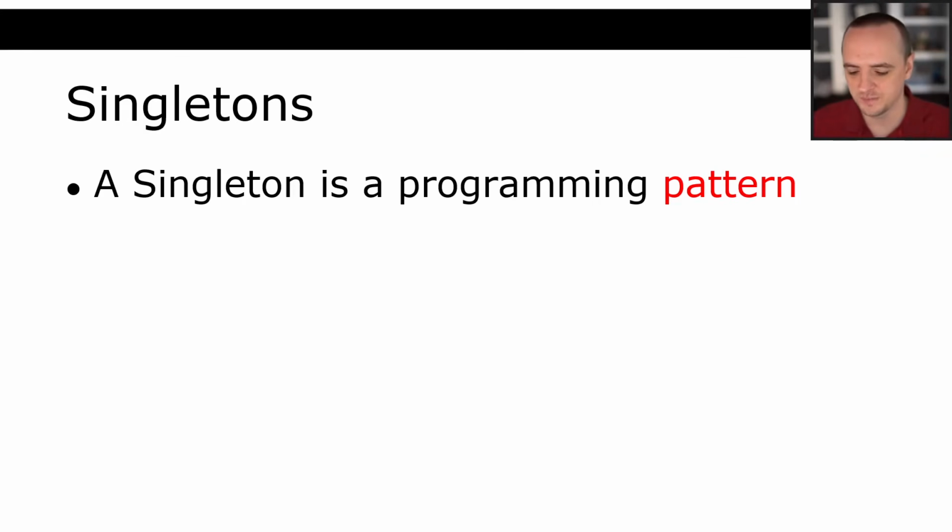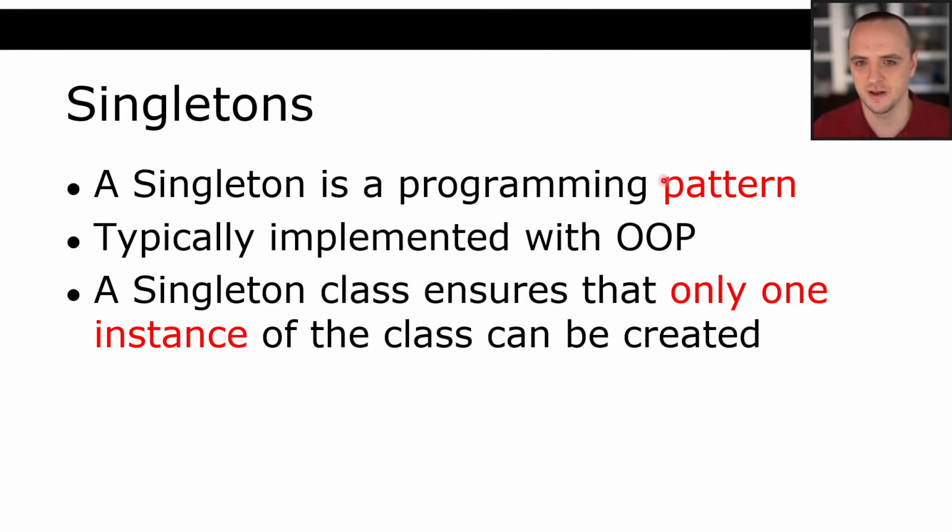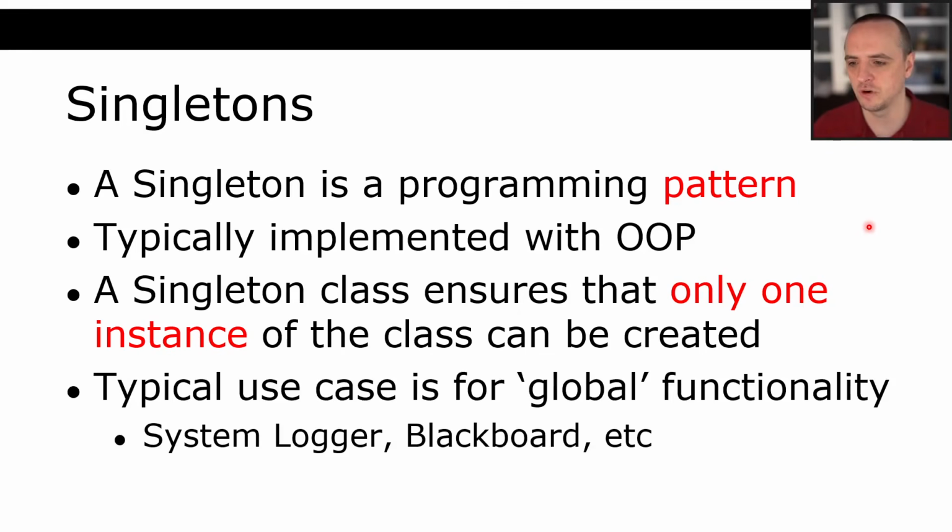All right, so a singleton is a programming pattern, meaning it's a type of thing. It's not a data structure. It's a way of programming a class, for example. It's typically implemented with some sort of object-oriented programming. So in a programming language that uses OOP, typically we implement singletons as an object, and there is a specific pattern of implementing that object. The whole point of a singleton is that a singleton class ensures that only one instance of that class can be created.